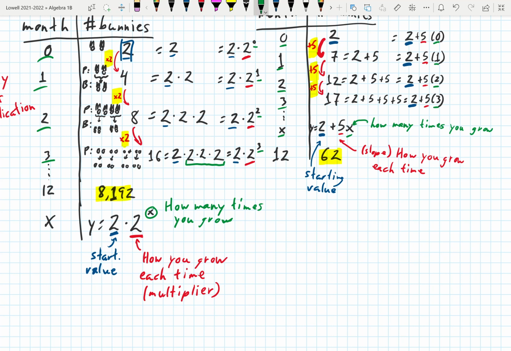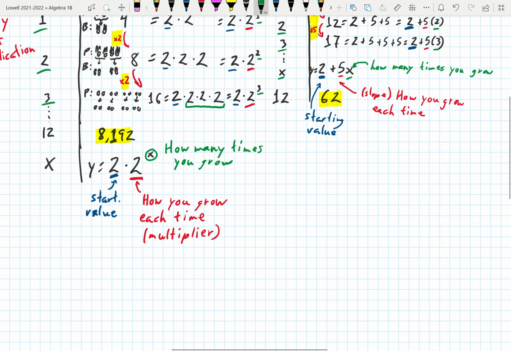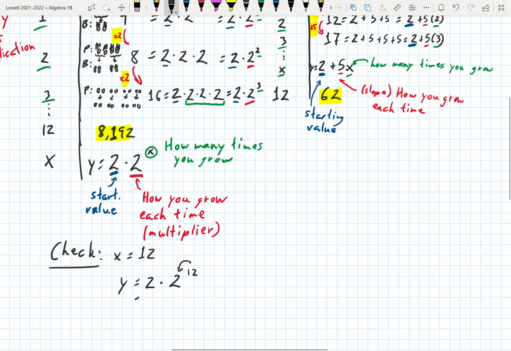Okay, so we could double check this for our equation. I'm just going to do a quick little check here. Oops, sorry, that's not an E, that's a C. So I'm going to plug in x equals 12, and I should get to 8192. So again, I'll plug in y equals 2 times 2 to the 12th. Order of operations says do this first. So I have 2 to the 12th, and double check me on this in your calculator, but this should be 4096. And so then when I double it, I get to 8192.